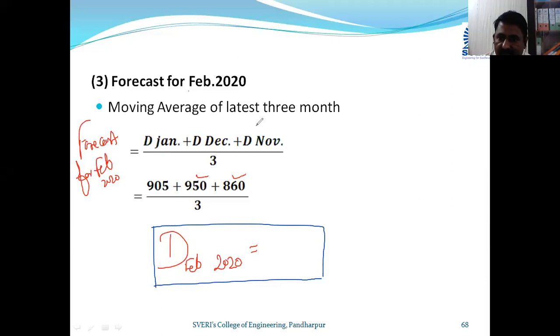Anybody answer? 905. Okay, the answer is approaching 905. So this is your answer, the demand for February 2020. So in this way, friends, we have to calculate the answers, and in this way, we have to solve the numerical based on this.